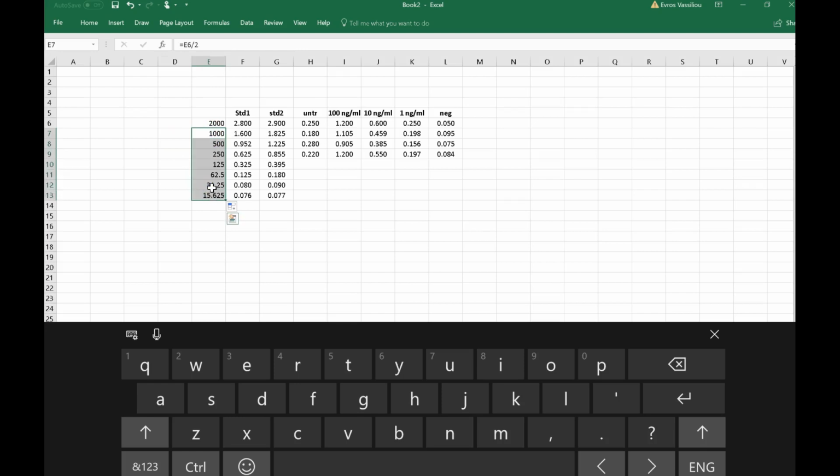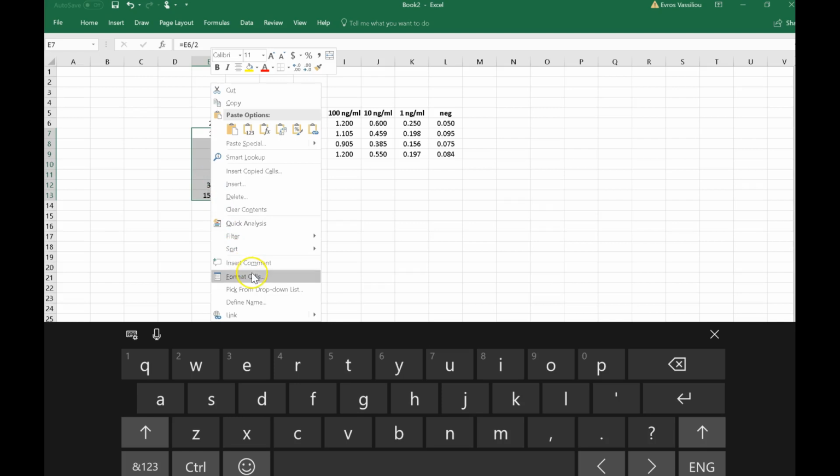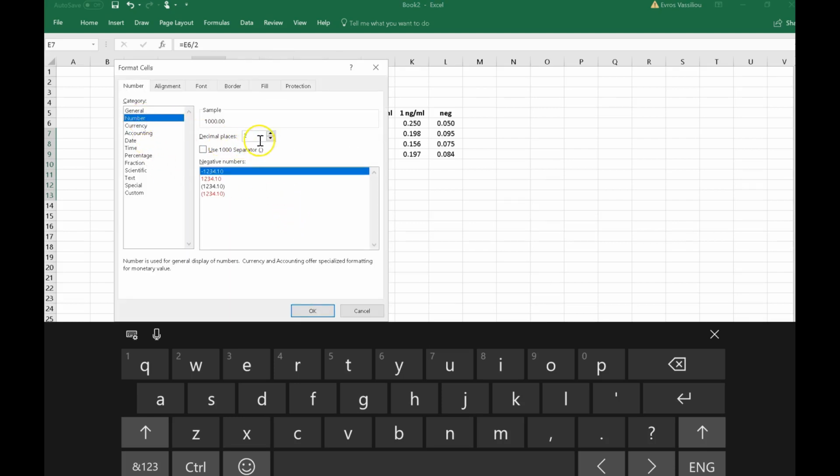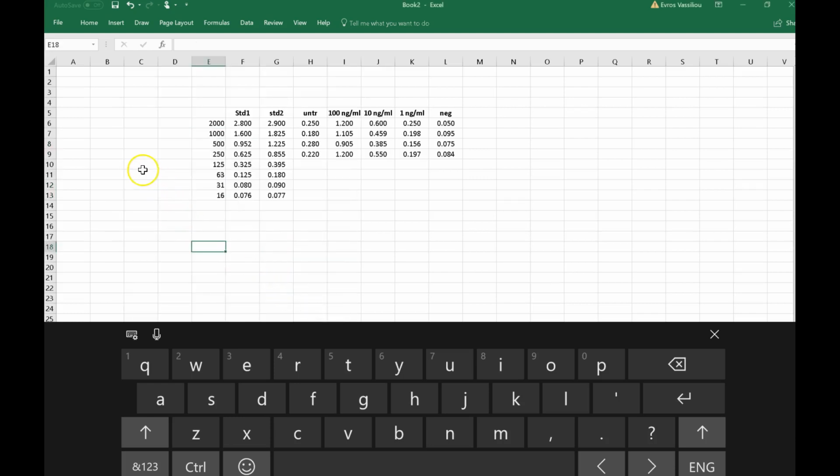Now, you see that we have decimals in some points. The truth of the matter, the ELISA system we have is not accurate down to a decimal point. So you could, again, change it to no decimals, right? Okay? So far, so good? All right.